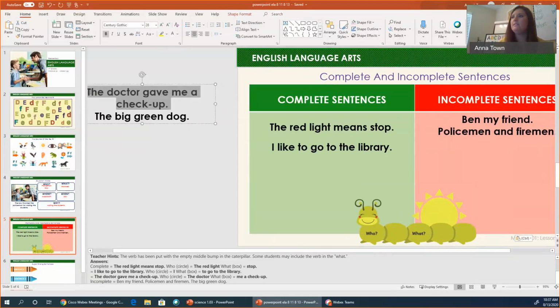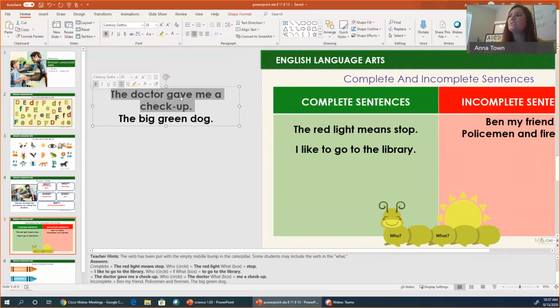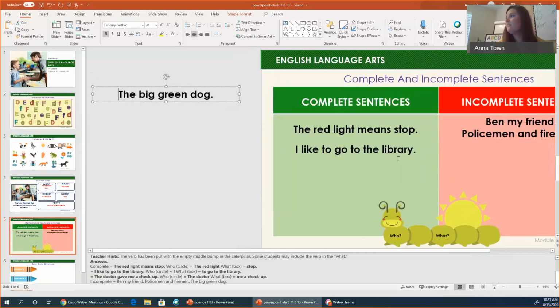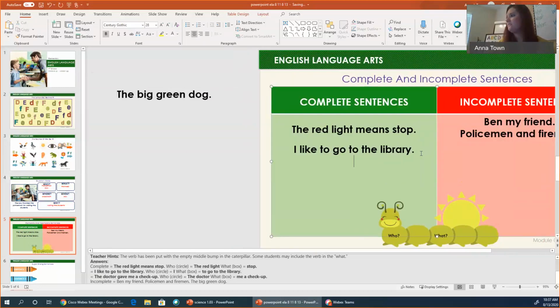Okay, I'm going to do this one. The doctor gave me a checkup. Is that a complete sentence or incomplete sentence? It's a complete sentence. So I'm going to move it over here. The who is the doctor. The what is giving me a checkup. Okay, we have one last one.